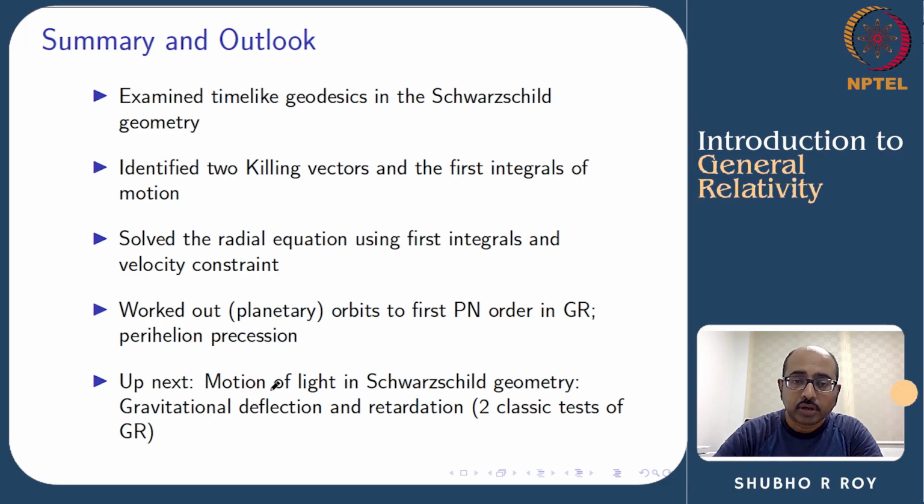Now, in the next lecture, we will look at the motion of light instead of point masses, light in the Schwarzschild geometry, which will lead us to examine light-like geodesics. And that will lead to another couple of classic tests of general relativity, namely gravitational bending of light, or gravitational deflection of light, and gravitational retardation of light, better known as the Shapiro radar echo delay.